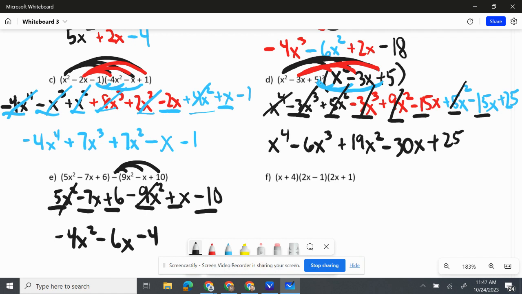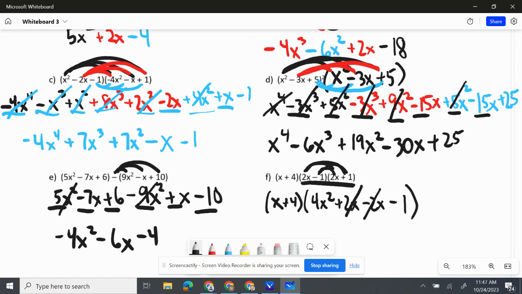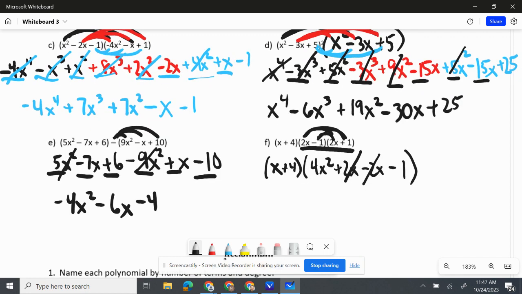My last one, I have 3 binomials. I get to decide what order. I'm going to pick the last 2 to multiply first because there's a difference in the middle. They're conjugates technically. So 2x times 2x gives me 4x squared. 2x times 1 is 2x. Negative 1 times 2x is negative 2x. And negative 1 times 1 is negative 1. Notice that the 2 middle terms cancel, so that's why I did this one first. It makes it a little bit easier. And then I have 4x squared minus 1.